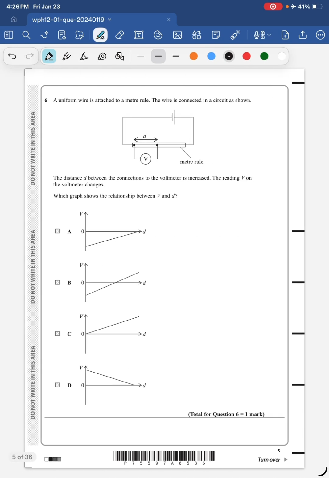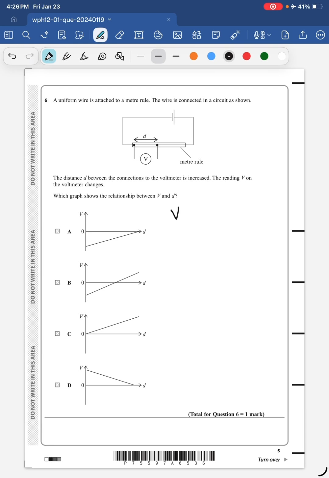Let's go to question 6. A uniform wire is attached to a meter rule. The wire is connected in a circuit as shown. Okay, we have a meter rule. The distance D between the connections to the voltmeter is increased. The reading V on the voltmeter changes. Which graph shows the relationship between V and D? Okay, we need a little bit of thinking here.